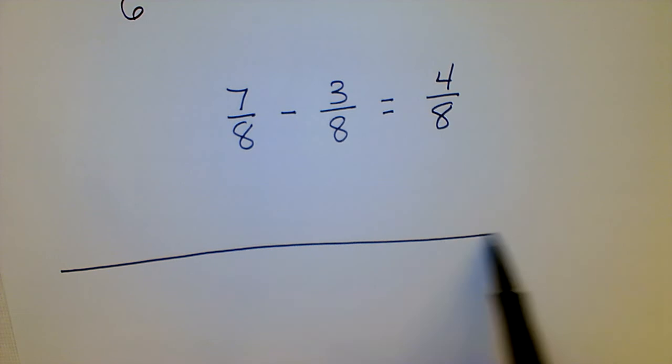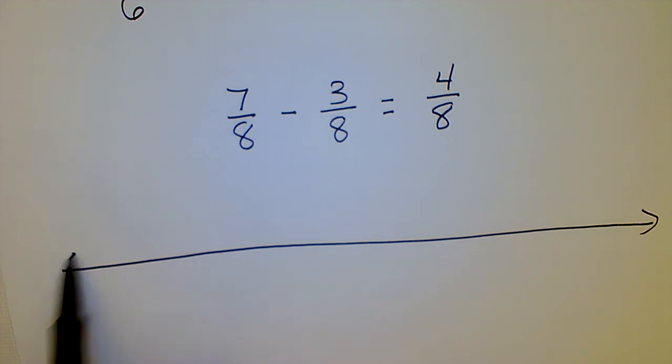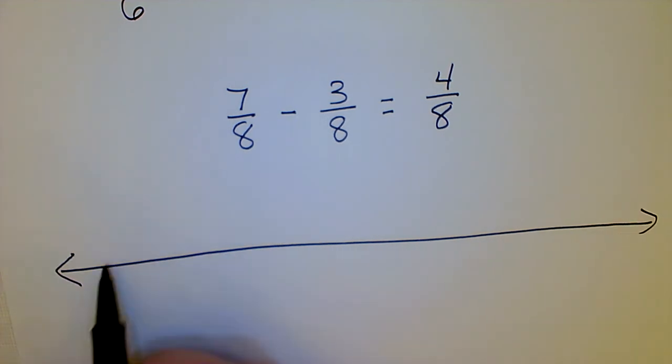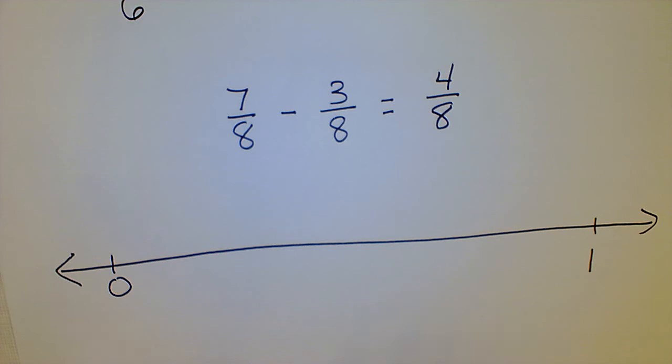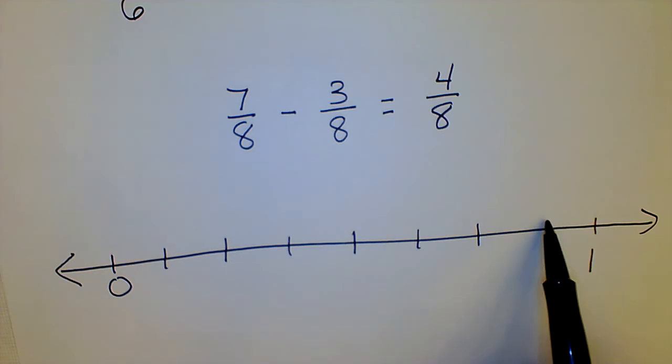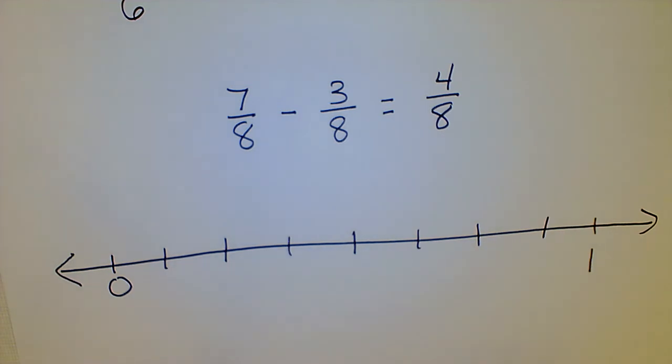I'm going to leave myself a little bit more room this time. So I have a 0 down here, I have a 1 up here, but now I need to break it up into eighths. So let me go ahead and do that the best that I can. And we want to try and get them as even as we can. Okay, so again, this would be 8/8, this is 0/8.